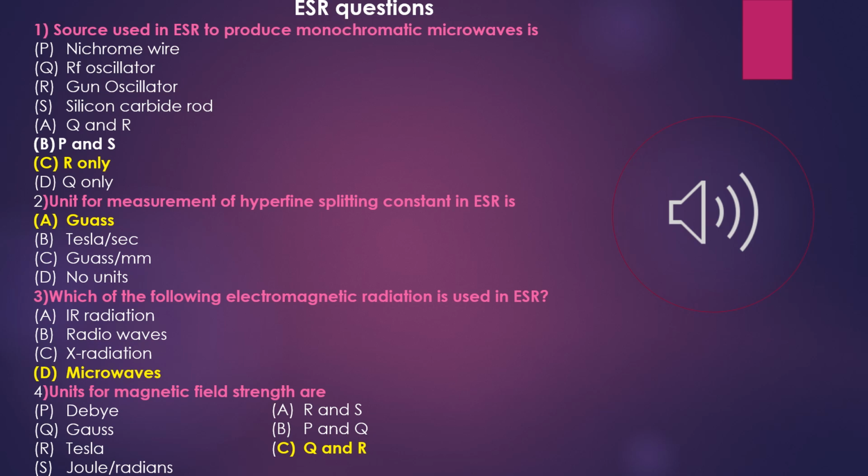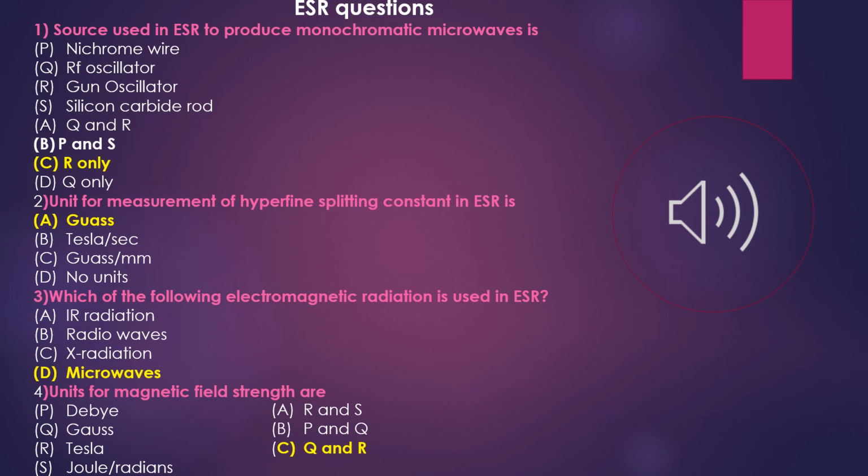ESR questions. 1. Source used in ESR to produce monochromatic microwave is: P. Nichrome wire, Q. RF oscillator, R. GaN oscillator, S. Silicon carbide rod. A. Q and R, B. P and S, C. R only, D. Q only. The answer is C. R only.